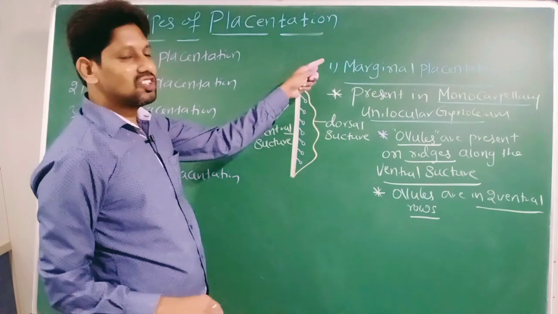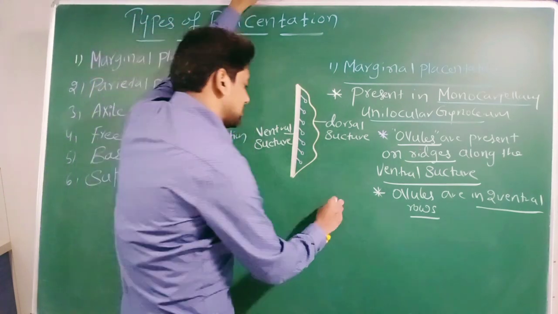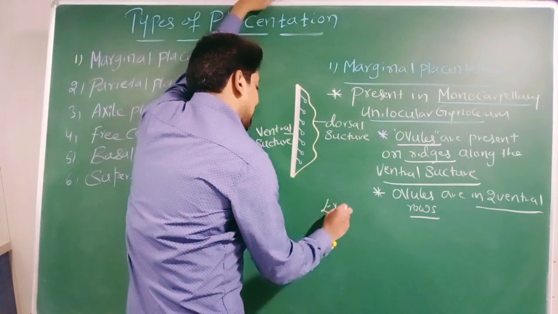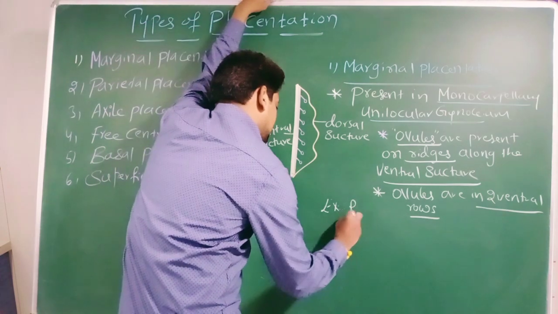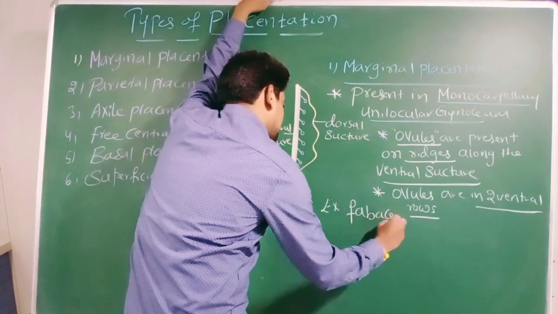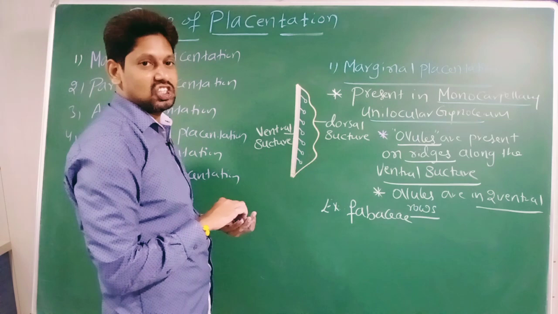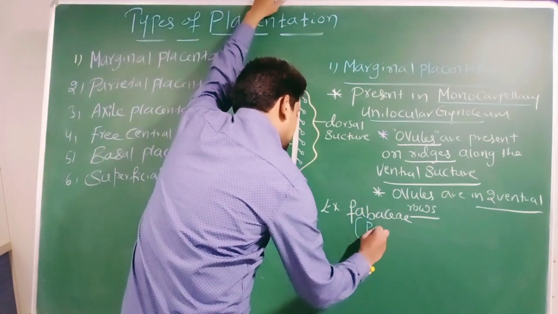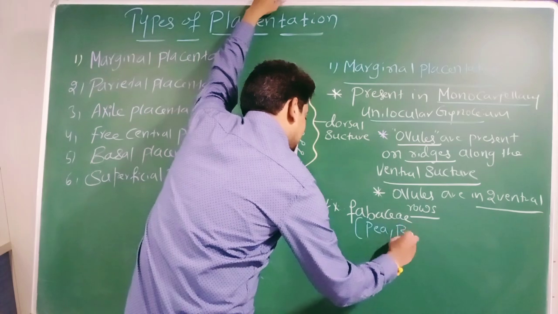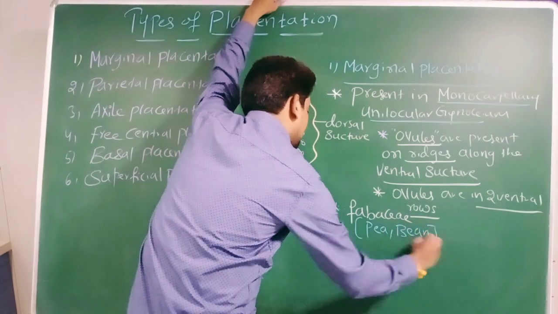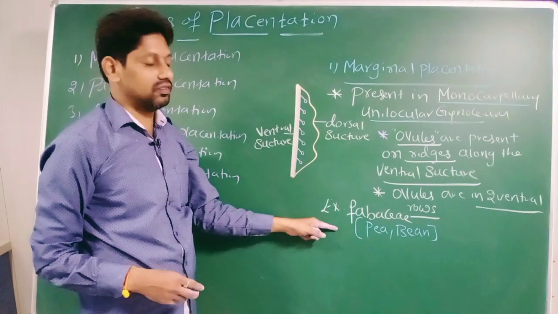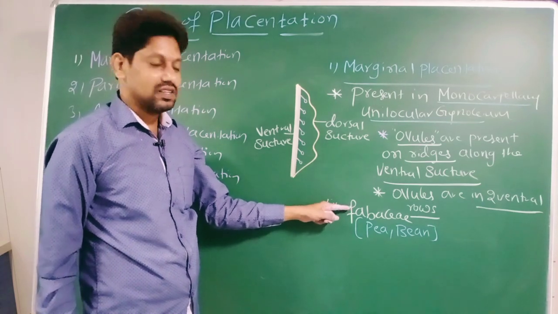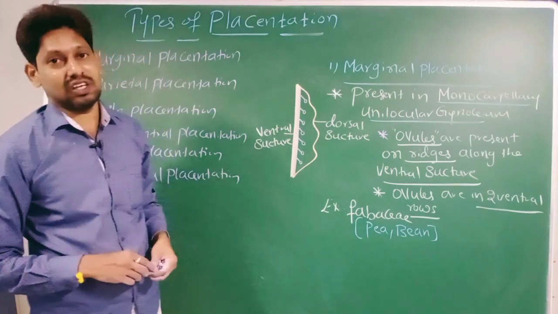Marginal placentation, I am writing the example: Fabaceae family. What is the example for marginal placentation? Fabaceae family. For Fabaceae, I am writing two important examples. First one is pea, second one is bean. These two come under Fabaceae. It's an example for marginal placentation, right?